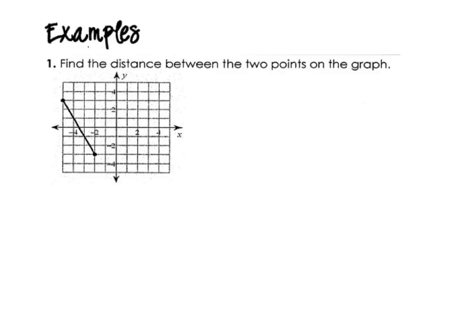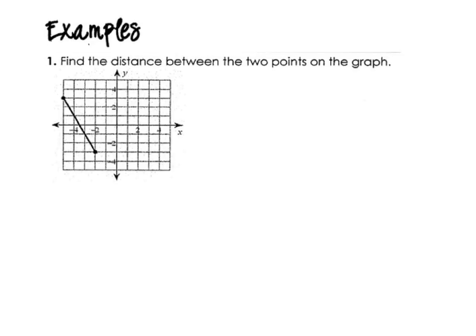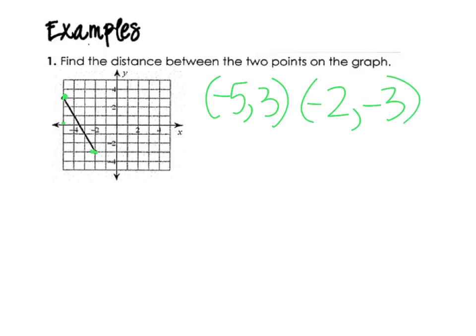All right, here's an example where we want to find the distance between the 2 points on this graph. So the first thing we want to do is identify the 2 points. This point right here is going to be our first point, our x1, y1, and our x value is at -5, y value is 3. So that point is -5, 3. Our second point is this point right here, and if we were to write this as an ordered pair, it would be -2, -3.